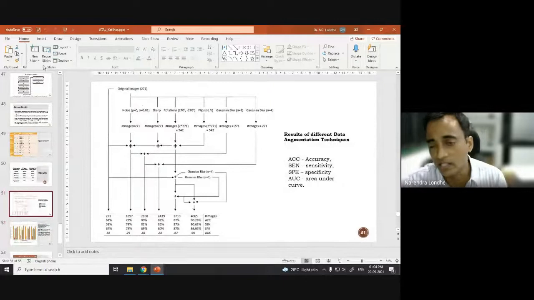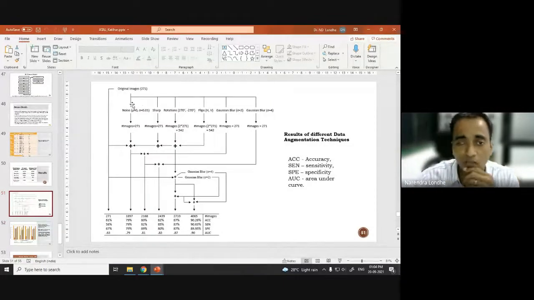You can see this. This is an augmentation work that we have done. We had only 271 images. From these 271 images, we were getting an accuracy of only 61%. We increased the data size to 1897 and performance increased to 79%. We again increased the data size with further augmentation to 2168, and our performance increased to 89%.